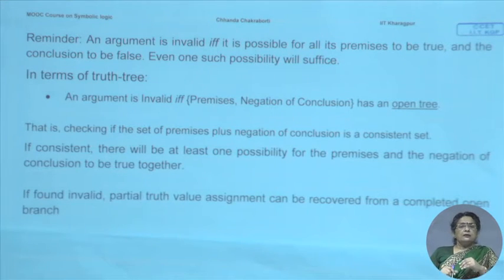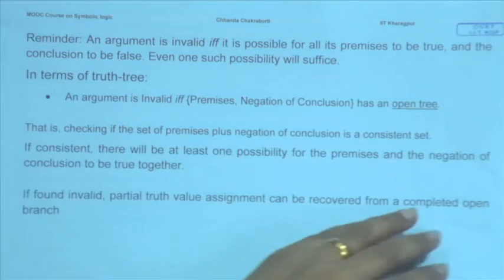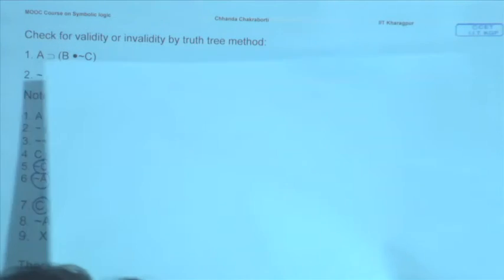So, this is our way to show an argument's validity and invalidity, and remember that if you find a completed open branch, from that branch you can recover partial truth value assignments to show when the argument would be invalid. So, the completed open branch will do the job of that particular row in your truth table, where you show the premises are true under this kind of situation, but the conclusion is still false. Okay. Let us take now the examples so that we see this happening.